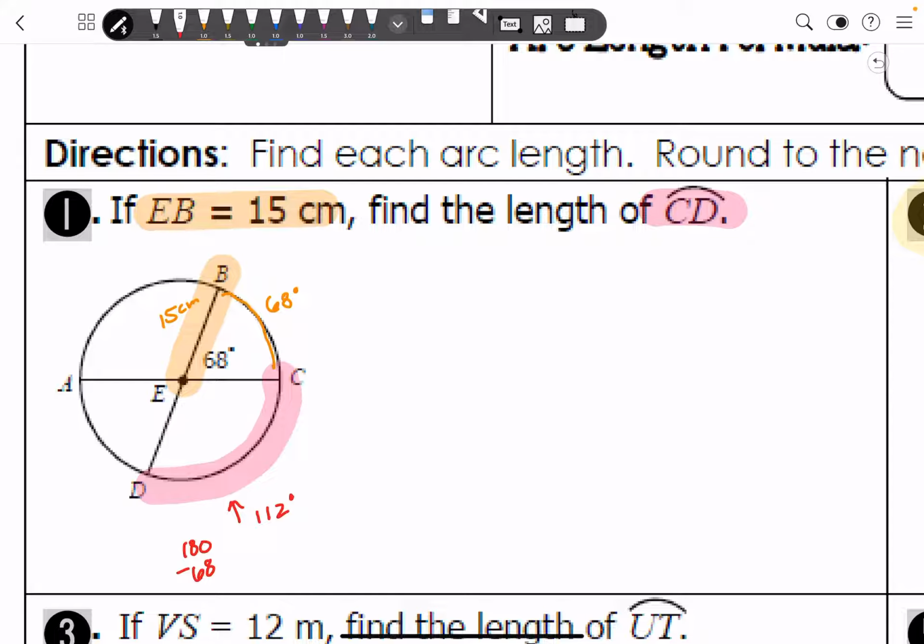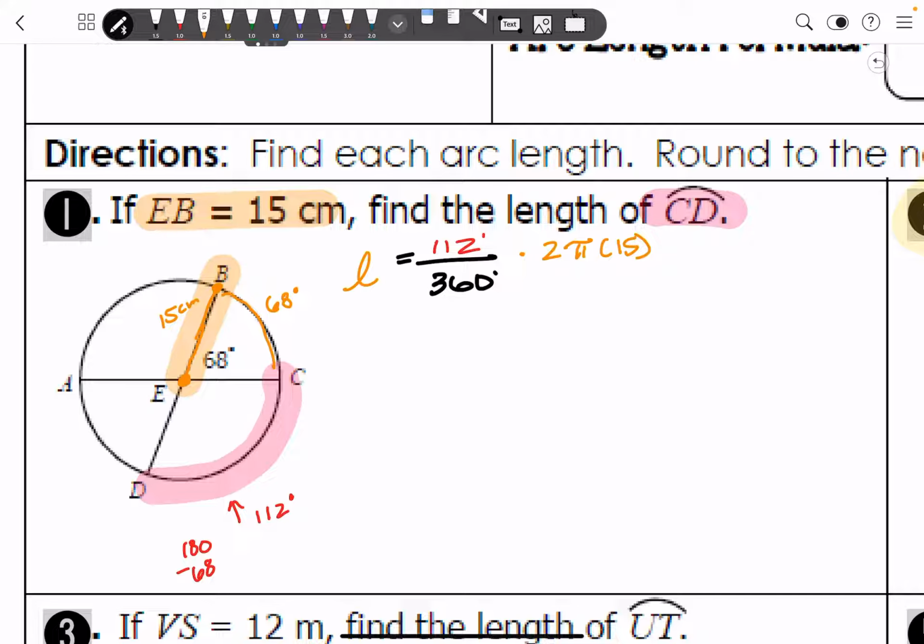Now you can use this to solve. So your arc length is equal to the measure or part of the sector that you're looking for, all over the total degrees in a circle, times 2 pi times your radius, which is 15 because it's going from the center all the way to the circumference right here, to that perimeter or that edge.